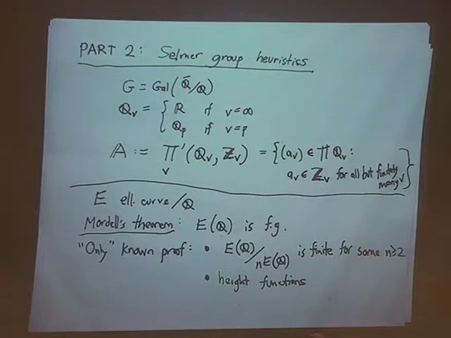I'm not going to talk about height functions at all. I want to focus on the first part of this. So why is that true? Why is E(Q) mod n E(Q) finite?